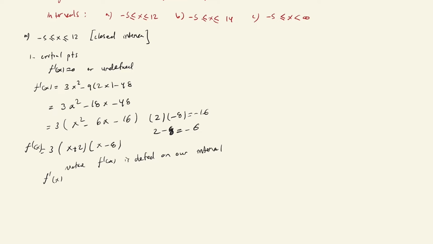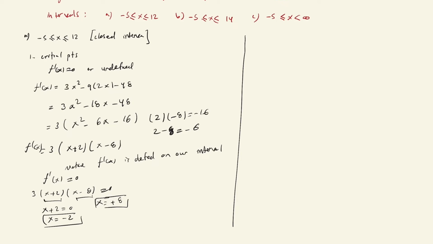So now we care about where the first derivative is 0. It's going to be 0 when 3 times x plus 2 multiplied by x minus 8 equals 0. We take the first factor and set it equal to 0 to get x equal to minus 2. The second factor results in x equal to 8. So these are our critical points. Notice that our critical points are in the domain of the function, that is between minus 5 and 12. That's our interval.